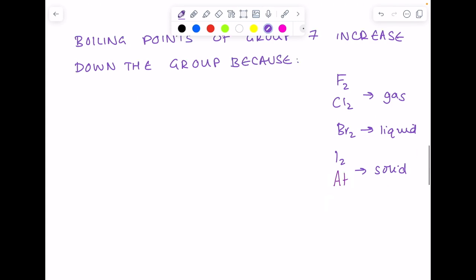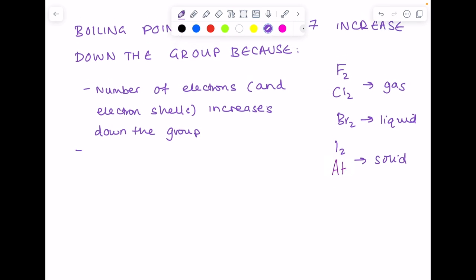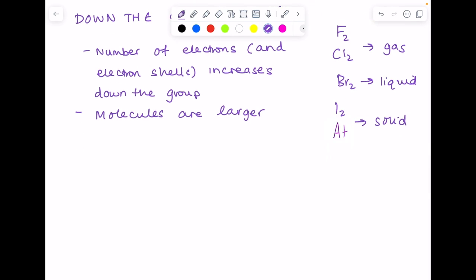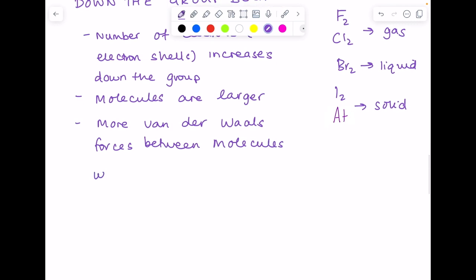But why is that? Well, it's because the number of electrons, and therefore the number of electron shells, increases down the group. Fundamentally, that means that the halogen molecules, because remember, they're all diatomic molecules, are larger. And then if we consider intermolecular forces, the intermolecular forces that are important here are the van der Waals forces. So with the molecules being larger, there's a larger electron cloud to distort. So we're going to say that there's more van der Waals forces, which require more energy to overcome them.